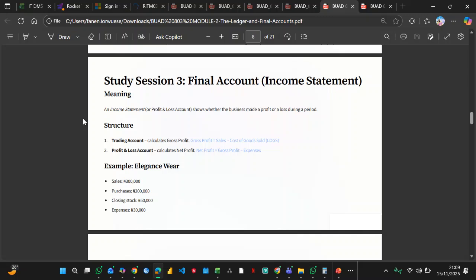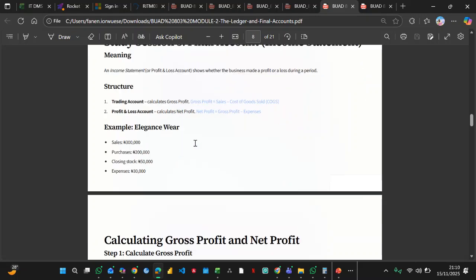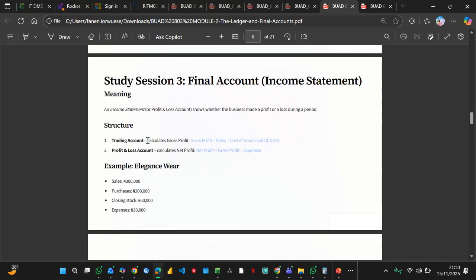So we look at the final accounts. So this is the income statement. The meaning of this is that an income statement, or the profit and loss account, shows whether the business made a profit or a loss during the period.